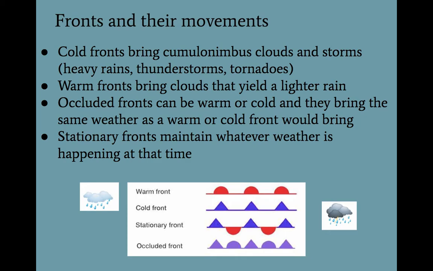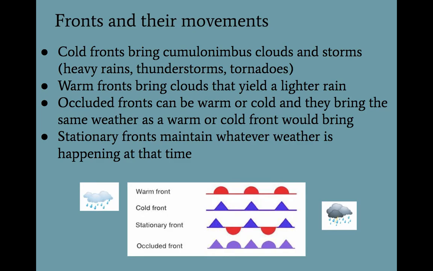Occluded fronts can be warm or cold, so they bring the same weather as a warm or cold front. So if I have a warm occluded front, that's going to bring light rain like a warm front would. If I have a cold occluded front, that's going to bring storms like a cold front would.